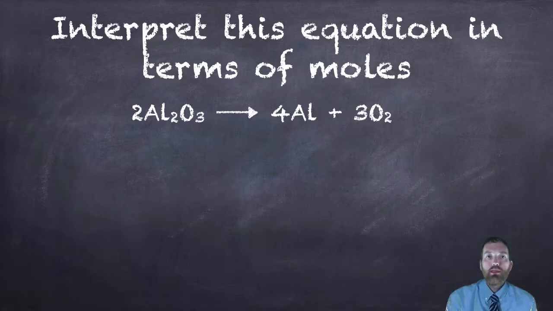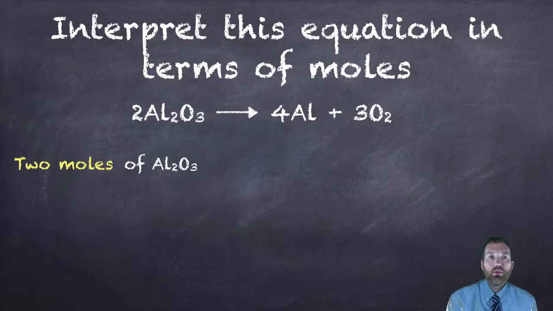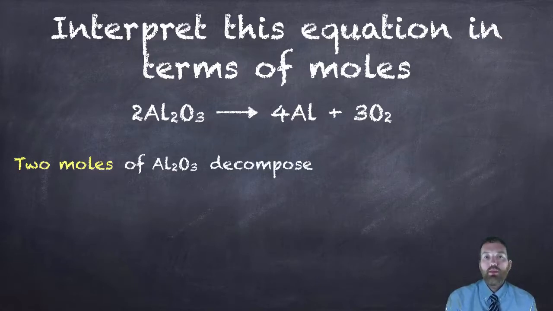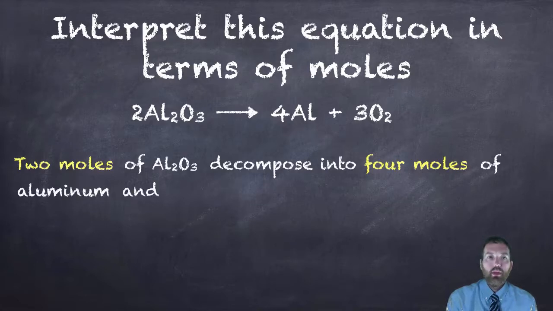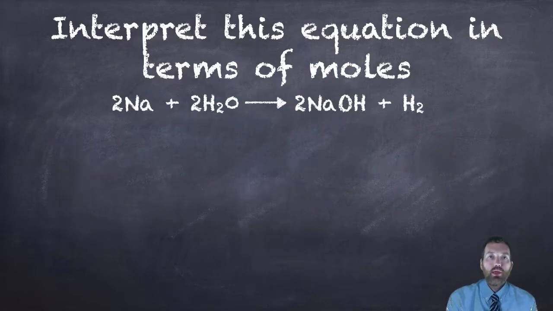So let's interpret this equation in terms of moles. I have 2 moles of Al2O3. The big 2 in front of this tells me I have 2 moles of this formula unit. And it's going to decompose into 4 moles of aluminum and 3 moles of oxygen. So all you really need to do is read the coefficients from left to right. This one's really easy. You try this next one.